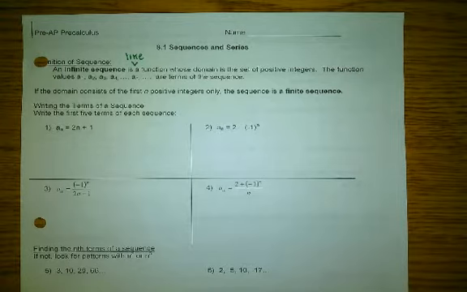Okay, so hold on just a second. So the top says infinite. The bottom one there says finite. So what's the difference? Can a sequence end? Yes. Does it have to end? No. So that's what it's trying to tell you.